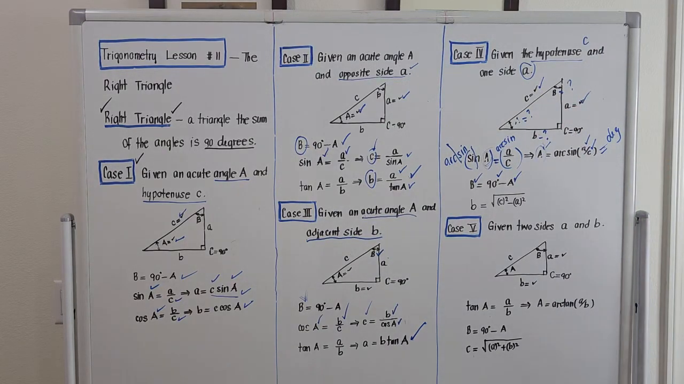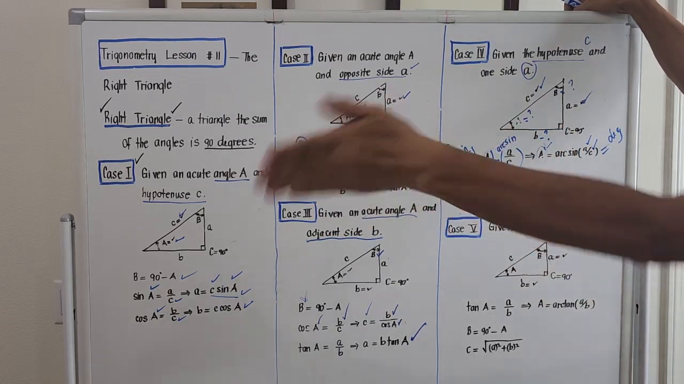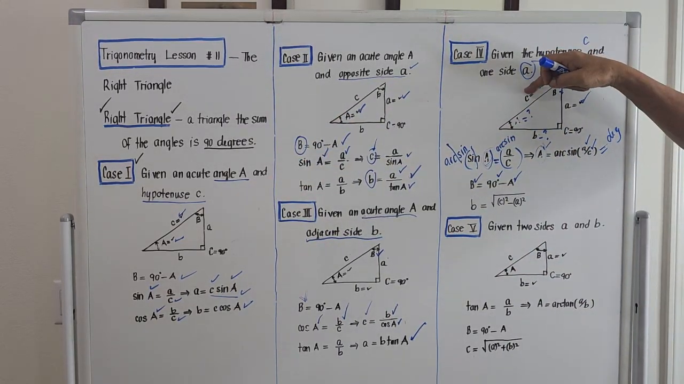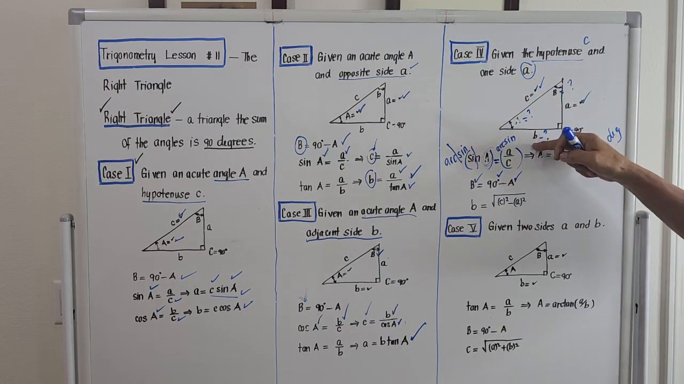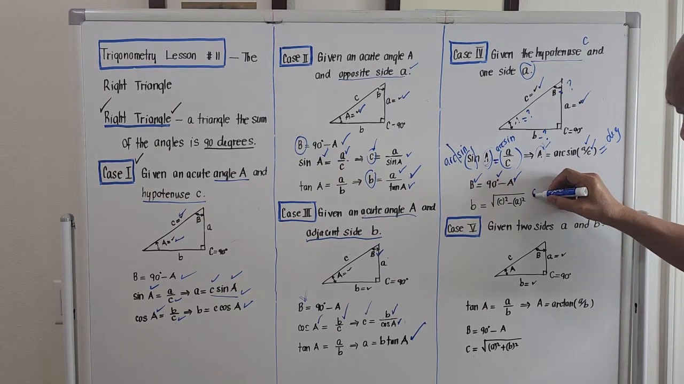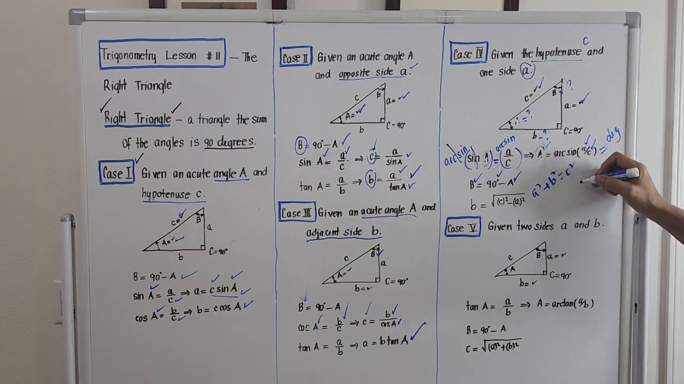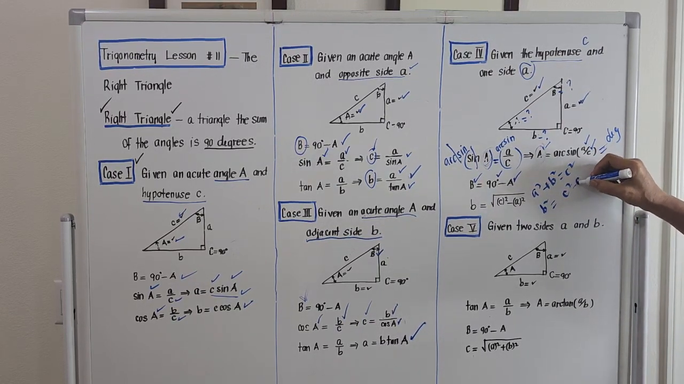Okay, how do we compute for the so-called side B? We use Pythagoras principle, right? The square of the hypotenuse should be equal to the sum of the squares of A plus B squared. In any right triangle, A square plus B square is equal to C square. So if we try to compute for B, B square now will be equal to C square minus A square.